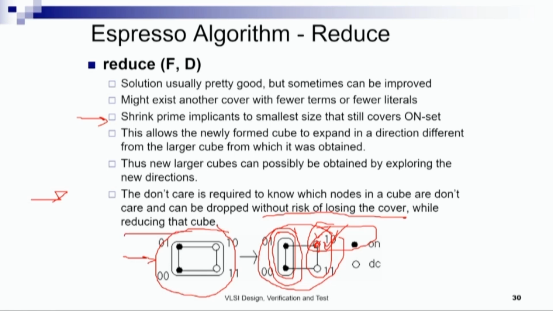For example, here we had two don't cares, and therefore we could reduce the cover to this. However, if this was not a don't care and it was also not covered by any other prime implicant, then we could not have done this reduction in this way. Right? This is what the reduction step is.